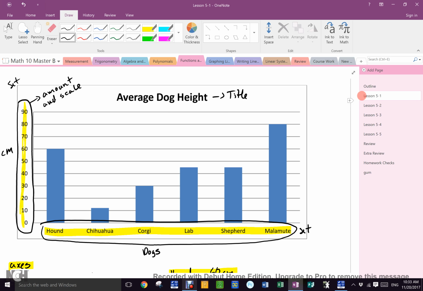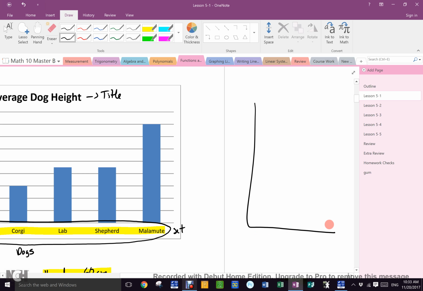Yeah, because the height that you're going to find depends on the dog you are asking about, yes? Because if I say 45, you don't know what dog I am speaking of. Does everybody understand? So this follows that rule. Everybody good?